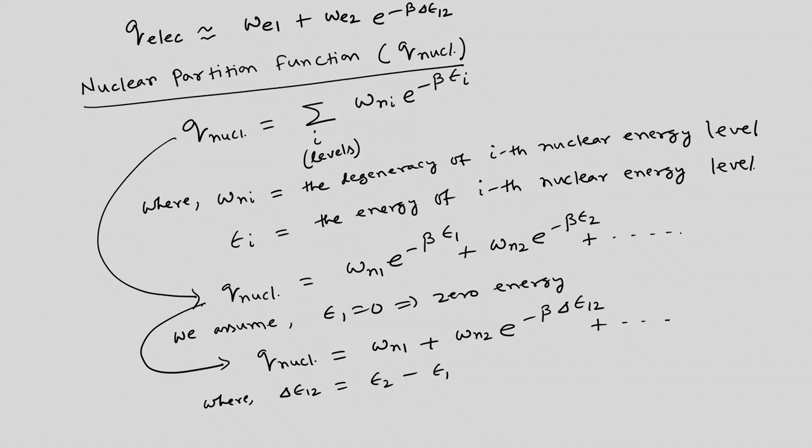Now, the difference, in most cases, the value of delta epsilon i j, I suppose, or n j here, or i j.